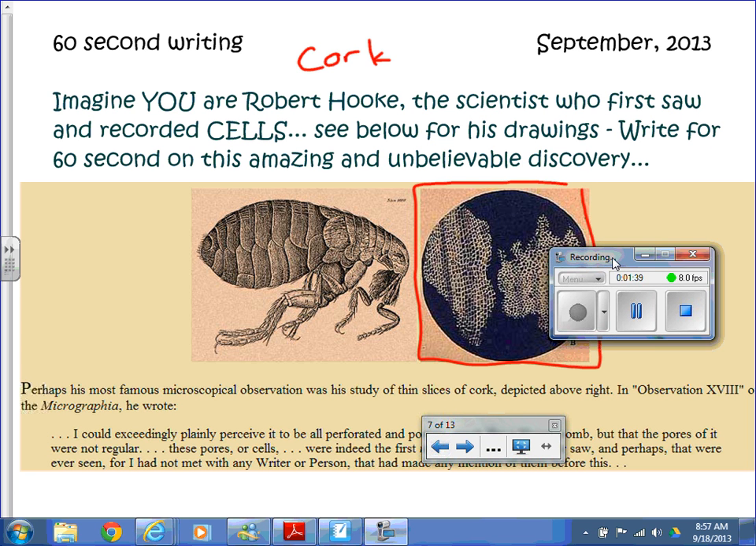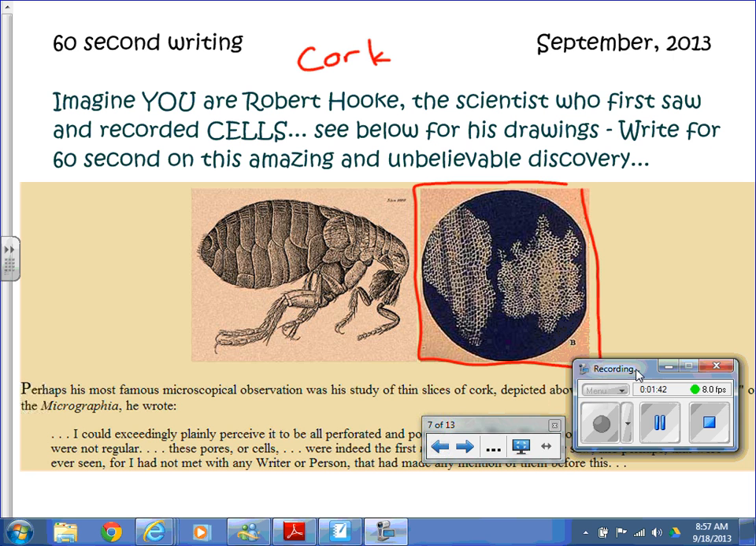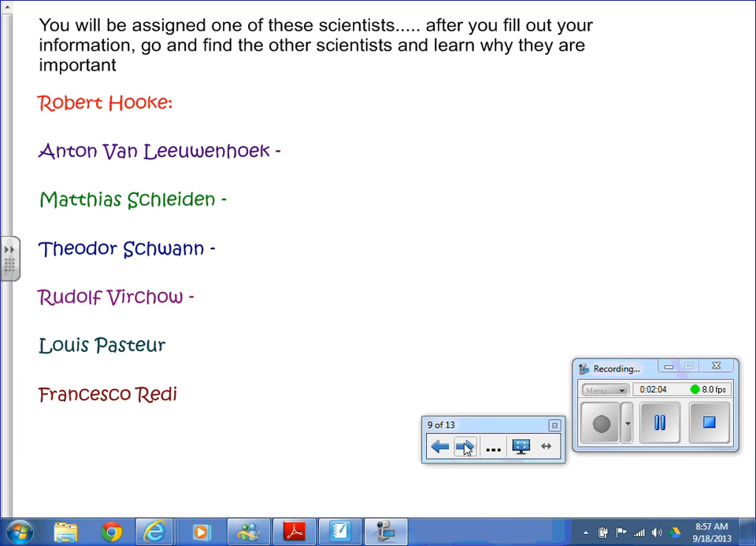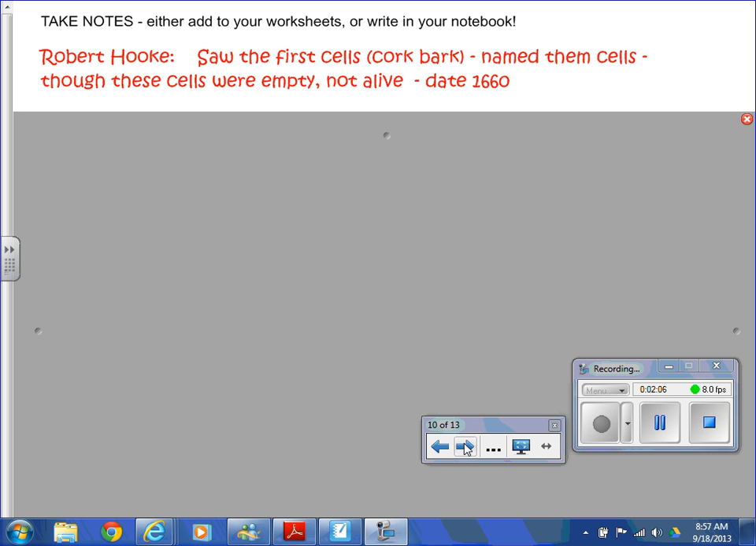This is actually a recreation of what he drew. This is what he saw when he looked at a thin slice of bark. And back then, of course, this was in the 1600s, there was no camera, so he had to draw what he saw. And so he saw this little webbing kind of stuff like this. And as you guys looked at your ponds, you probably saw things like this, dead things. And so he thought, oh my goodness, this piece of cork bark is made up of little empty rooms. And so he called them cells. So this was in 1660, and he actually came up with the word cells, meaning like a little empty room. Okay? So that was Robert Hooke.